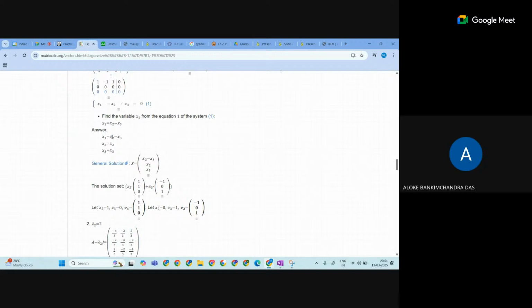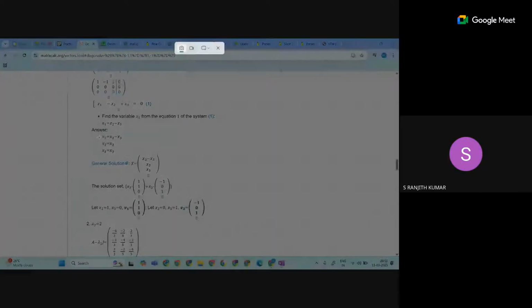X1 is equal to X2 minus X3. Here it tells you we have 2 free variables, X2 and X3. So one by one you will start choosing. You can choose X2 as 1 first.